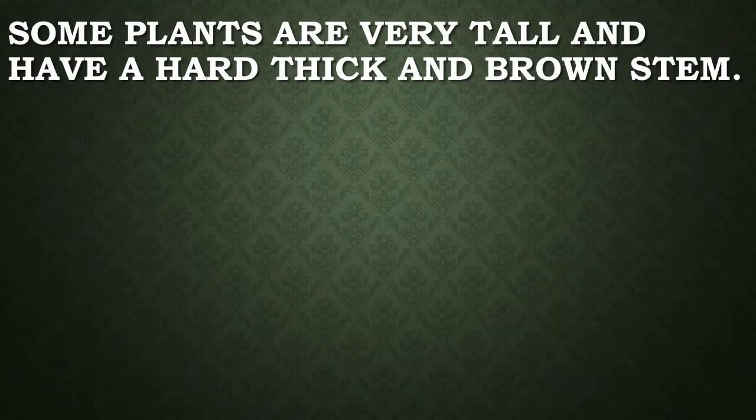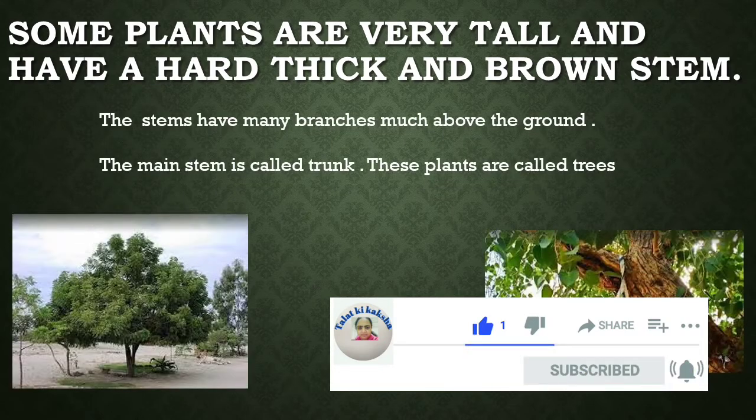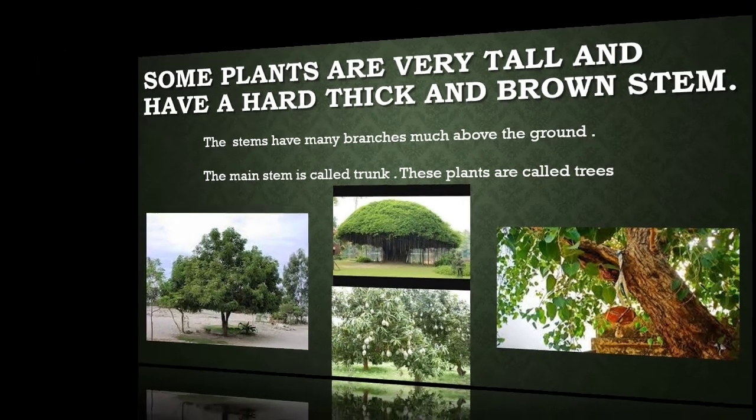Some plants are very tall and have a hard, thick and brown stem. The stem has many branches much above the ground. The main stem is called trunk. These plants are called trees. Apple, mango, banyan tree and peepal are trees.